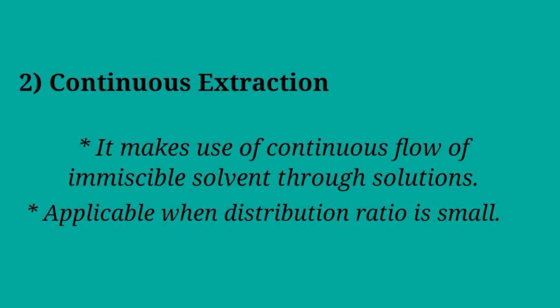Continuous extraction. It makes use of a continuous flow of immiscible solvent through the solution. It is applicable when the distribution ratio is small. It operates on the same general principle, which consists of distilling the extracting solvent from a boiler flask, condensing it, and passing it continuously through the solution being extracted. The extracted liquid separates out and flows back into the receiving flask, where it is evaporated and the solute remains in the flask.